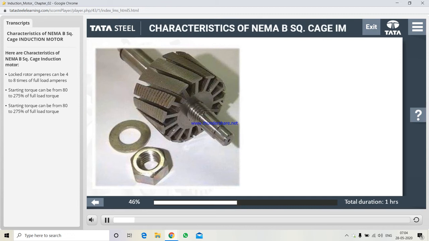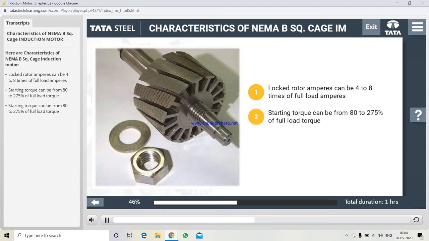Here are the characteristics of the NEMA B sequence cage induction motor. Locked rotor amperes can be 4 to 8 times the full load amperes. Starting torque can be from 80 to 275% of full load torque. Breakdown torque can be from 175 to 300% of full load torque. Click Next to continue.